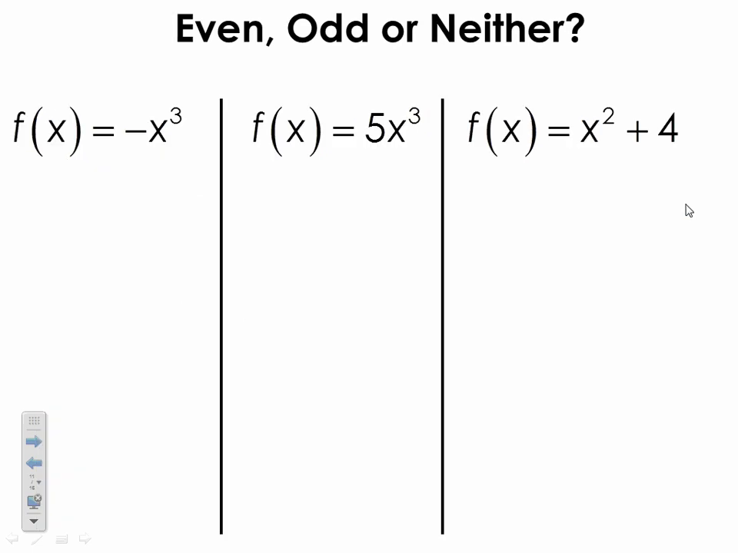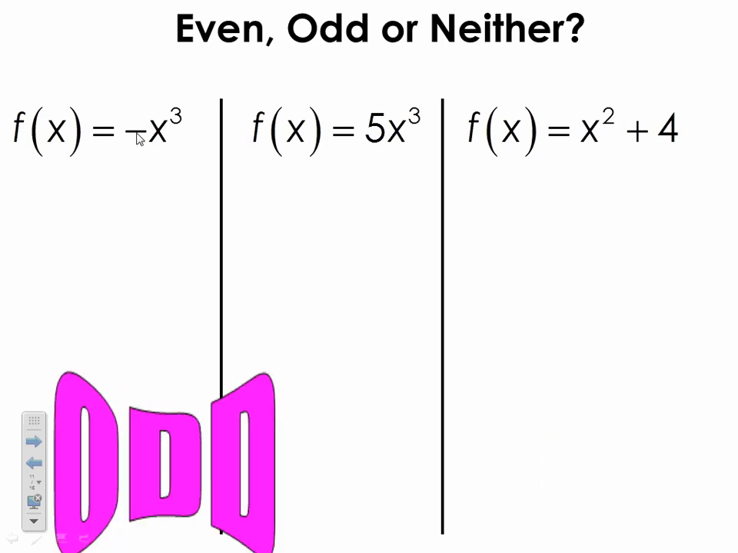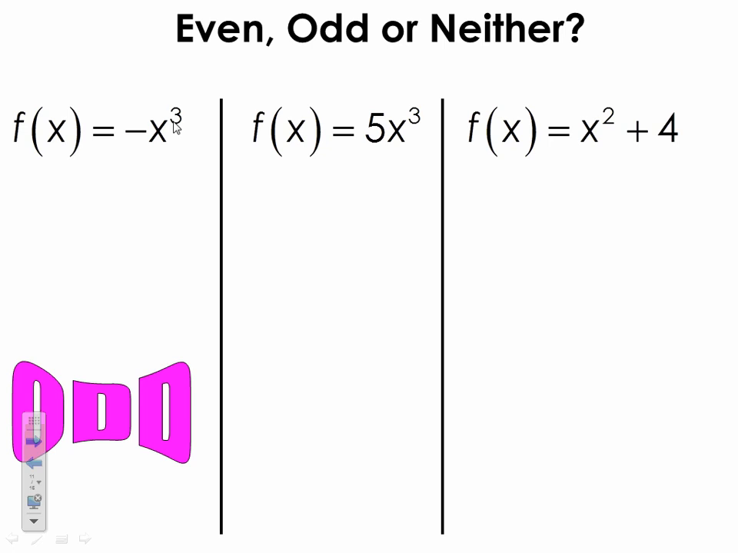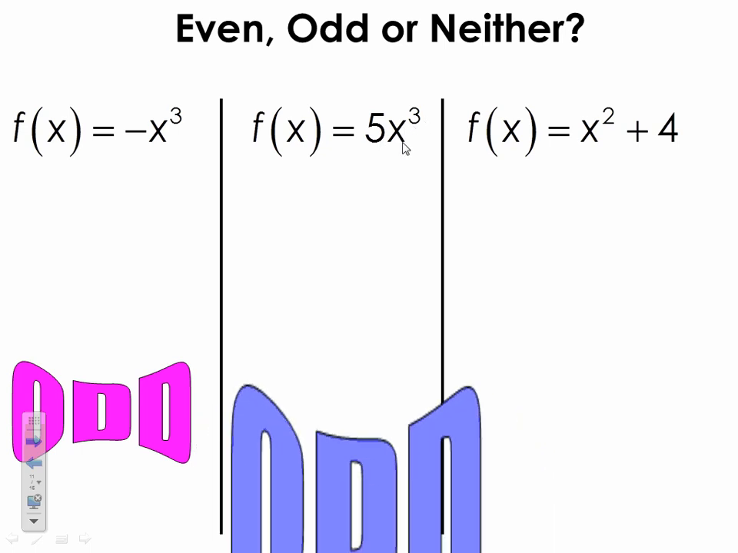Now we just look at these. f of x equals negative x to the 3rd. All I have is x to the 3rd, so that must be odd. What about 5x to the 3rd? I've only got one exponent. Must be odd.